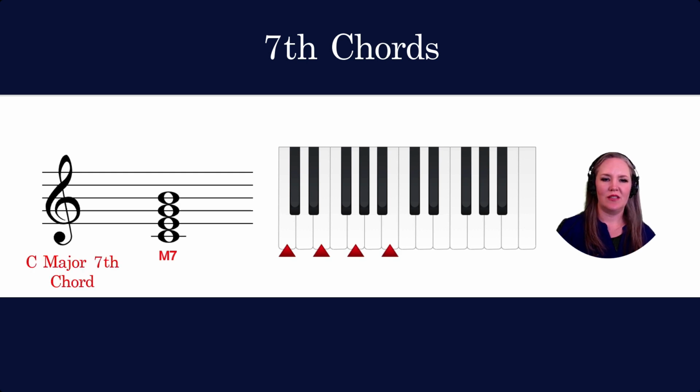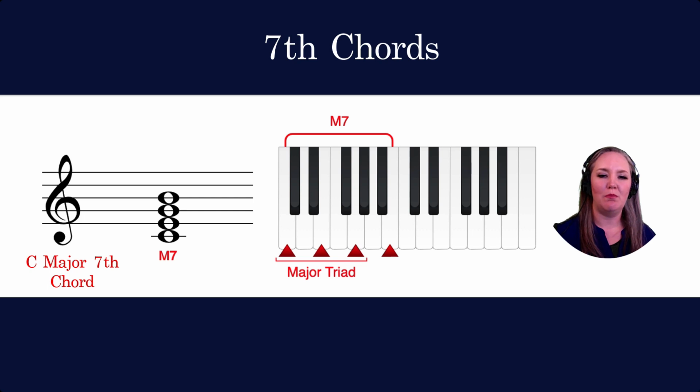So let's look at the C major seventh chord. C, E, G is the major triad. C to B is the major seventh. When you combine those, they form a C major seventh chord, C, E, G, B.